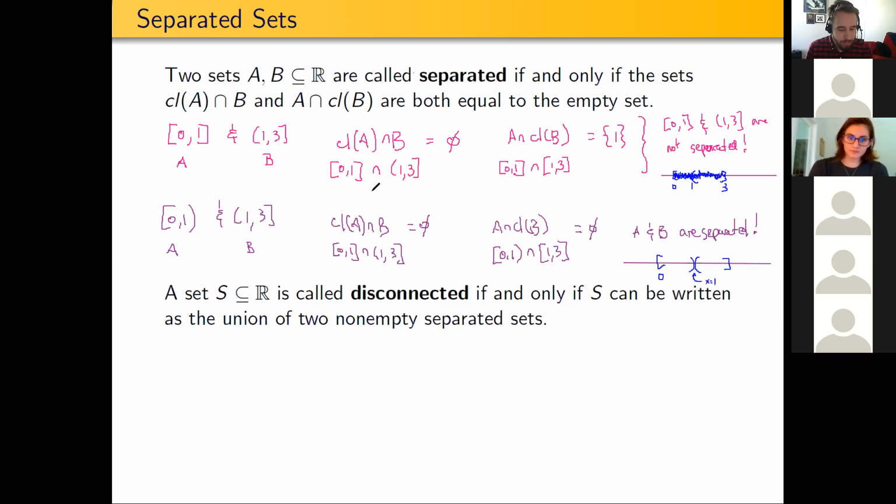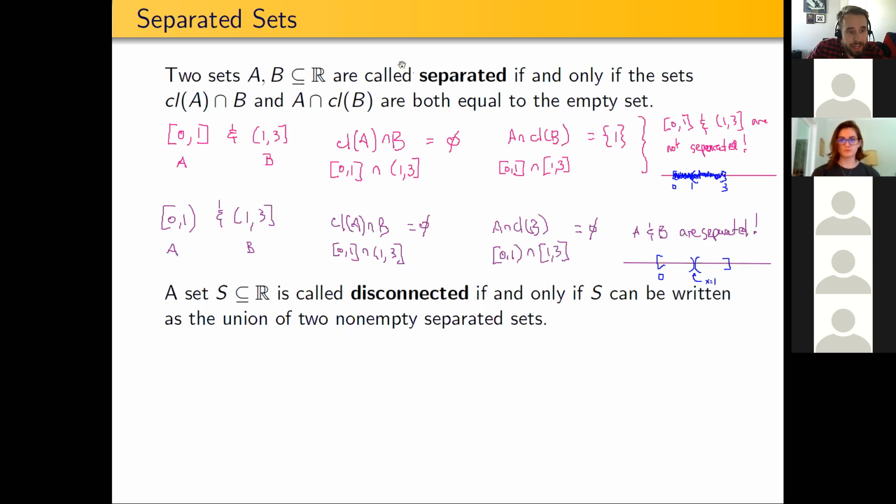Okay, so any two sets A and B, you can check to see if they are separated or not separated. Now we get into something a little bit more challenging. A set S is called disconnected if and only if S can be written as the union of two non-empty separated sets. So now I'm talking about a single set S, and it is disconnected if and only if it can be written as the union of two non-empty separated sets.